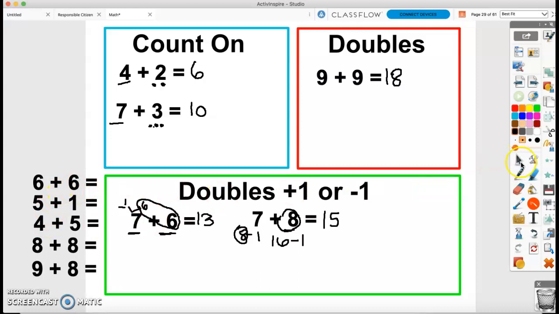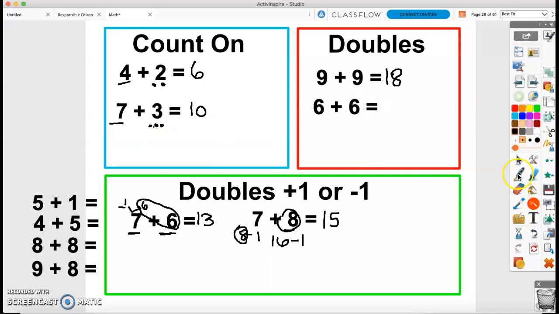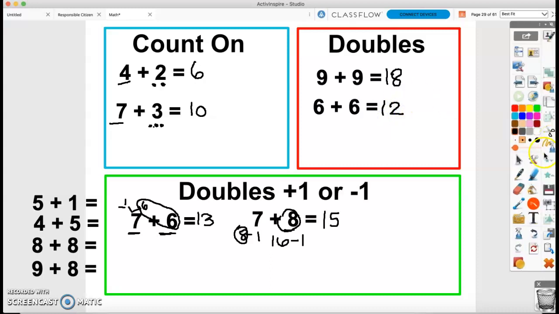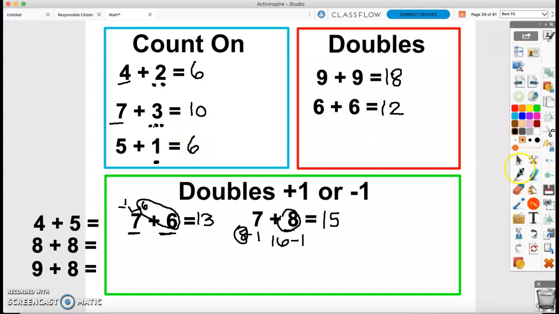The next one looks like the 2 add-ins are the same, so that would be a double. And 5 plus 5 is 10, so 6 plus 6 is 12. Let's go to the next one. 5 plus 1. I know it's a count on fact because I can count on 1, 2, and 3. So here we go. I'm going to say 5 and count up 1. What do I get? Good job, I get 6. Let's try the next one.